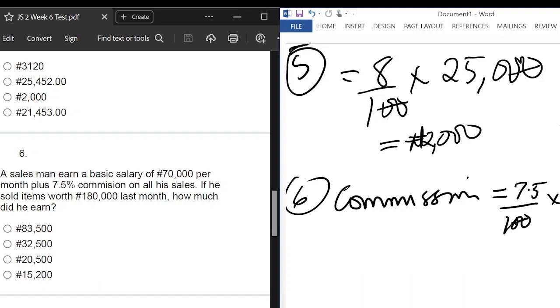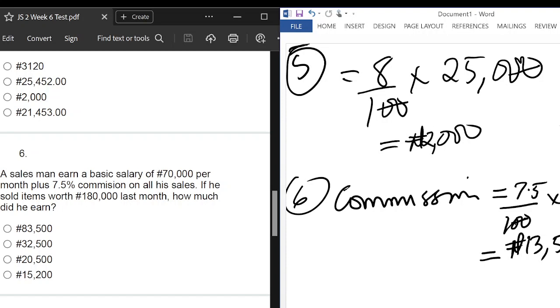Right. So we cancel the zeros. So we then have 7.5 multiplied by 1,800. So that gives us 13,500.